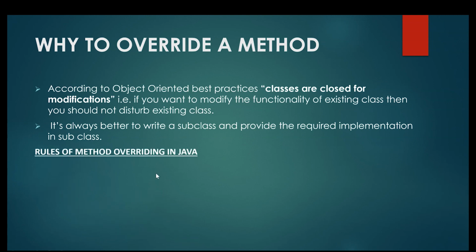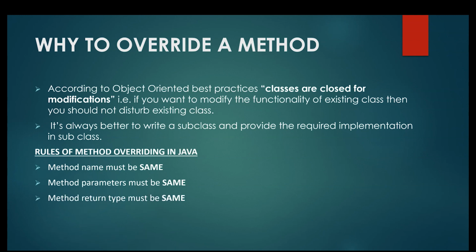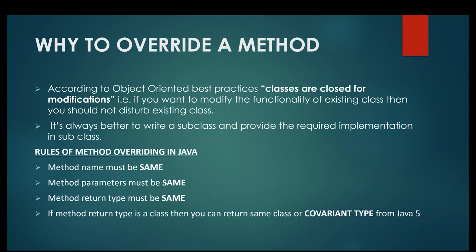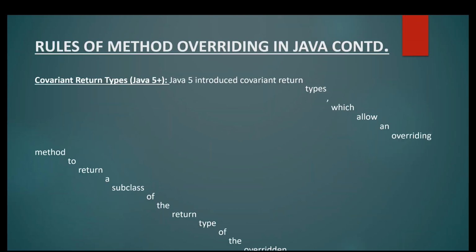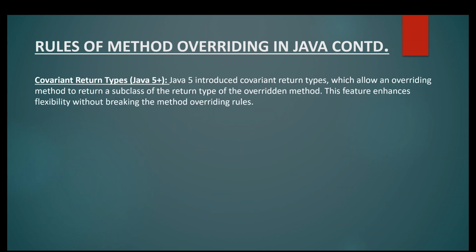Okay. We're discussing rules of method overriding. The first point we already discussed: method name must be the same. Second, method parameters must be the same. Third, method return type must be the same. And fourth, if the method return type is a class, then you can return the same class or a covariant type, from Java 5. Now, what is covariant type? We already discussed. Covariant type was introduced in Java 5, which allows an overriding method to return a subclass of the return type of the overridden method. This feature enhances flexibility without breaking the method overriding rule. Okay, so that's about the rules of method overriding in Java.